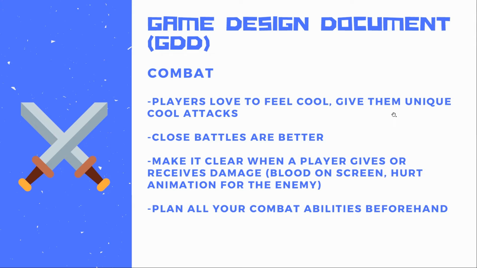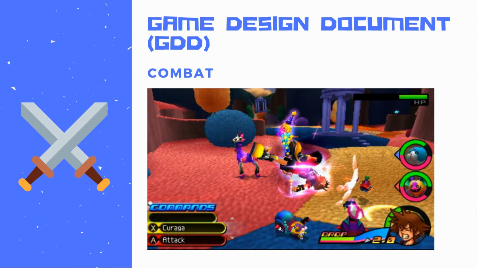You have to give them unique cool attacks. You have to give them what they came for. Close battles are better because they are more exciting. Make it clear when a player gives or receives damage, for example, blood on screen, hurt animation for the enemy. We already talked about this during the HUD part. You should plan all your combat abilities beforehand so you don't have to go back and fix things when you are halfway through your game.